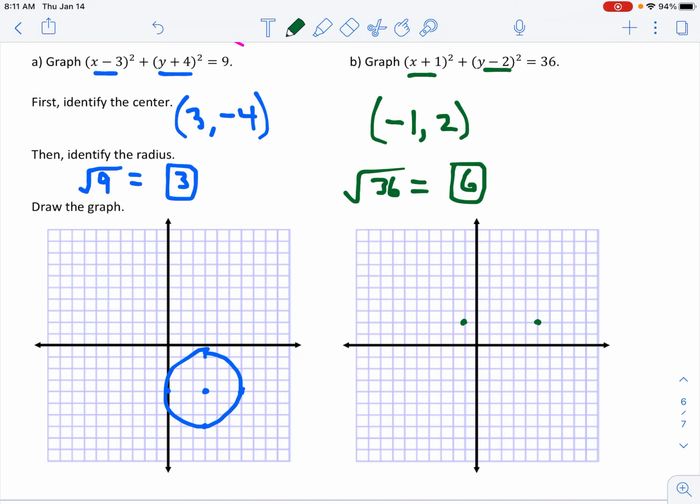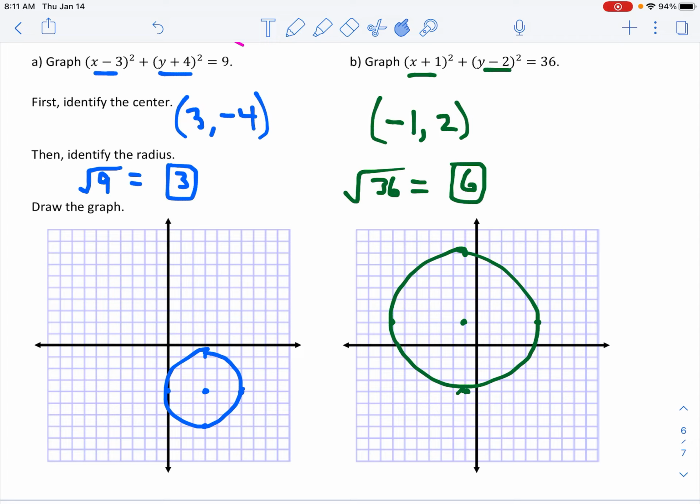Go back to the center. 1, 2, 3, 4, 5, 6. Go back to the center. 1, 2, 3, 4, 5, 6. Go back to the center. 1, 2, 3, 4, 5, 6. Yeah, we don't need to go back to the center anymore. I just like to say it. Here we go. Go ahead and graph your circle around the center. And we have sketched a graph of the circle.